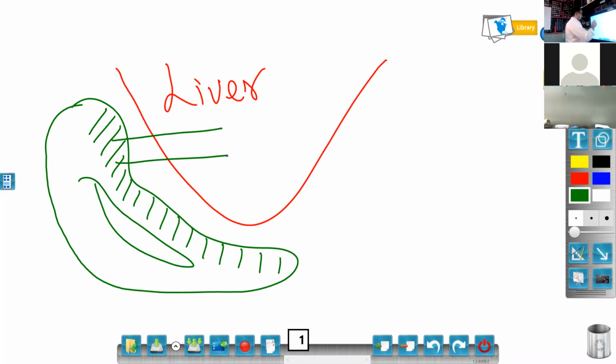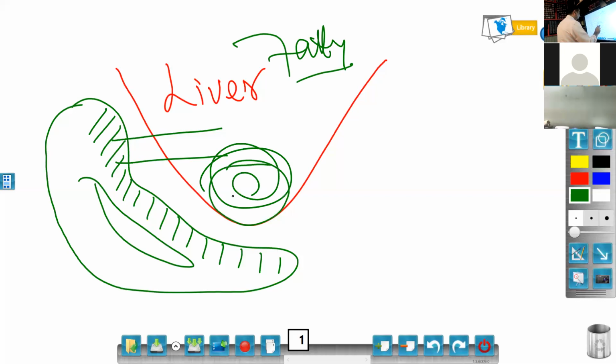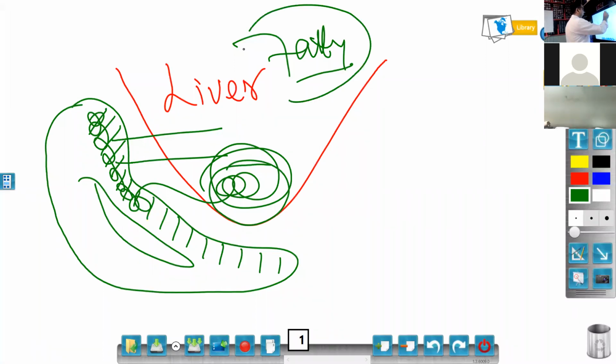Now, whenever I am about to label a fatty liver, I have to compare the echogenicity of this liver with the kidney. Which part of the kidney? The parenchyma of the kidney. Cortex and medulla, that is the parenchyma. If I am dealing with a fatty liver, then this will increase.